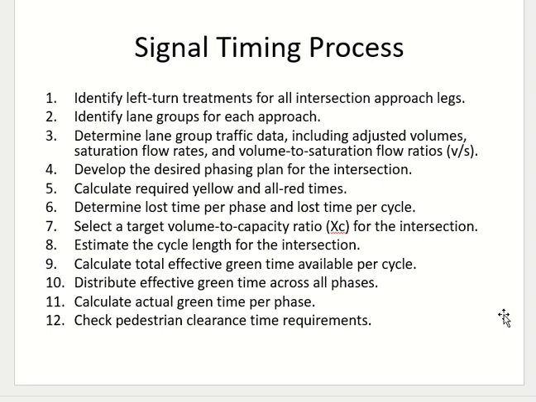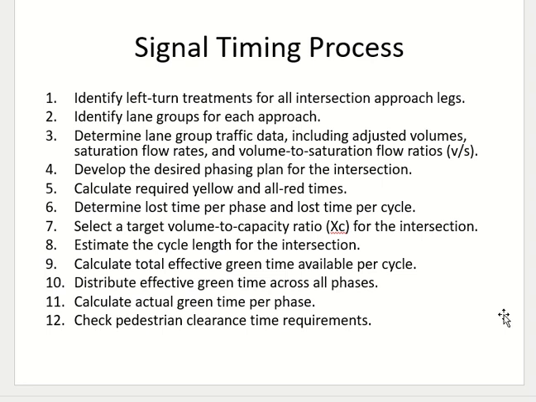So every direction may have 2 or 3 lane groups, and so on and so forth, so you have to do it for each lane group. Develop the phasing plan for the intersection. The phasing plan is developed on the basis of the V by S ratio. We try to minimize the summation of V by S ratio. How do we do this? You will see it in the examples. But develop the phasing according to the V by S ratio.